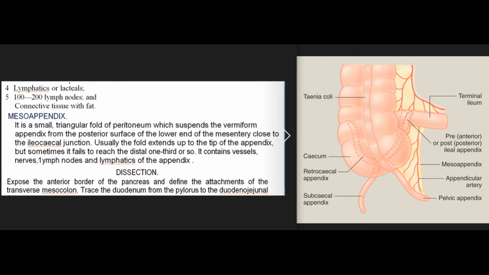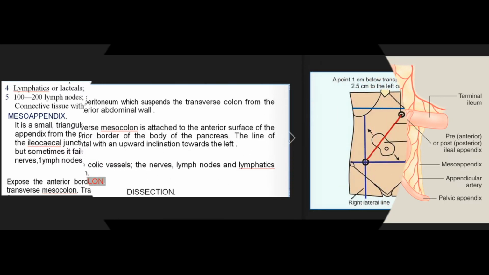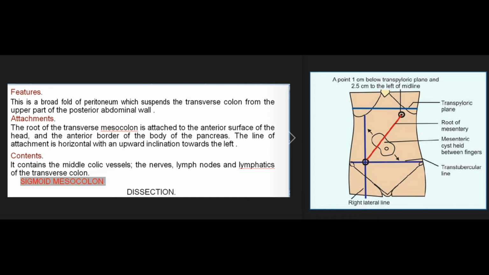Dissection. Expose the anterior border of the pancreas and define the attachments of the transverse mesocolon. Trace the duodenum from the pylorus to the duodenojejunal flexure. Features. This is a broad fold of peritoneum which suspends the transverse colon from the upper part of the posterior abdominal wall. Attachments. The root of the transverse mesocolon is attached to the anterior surface of the head, and the anterior border of the body of the pancreas. The line of attachment is horizontal with an upward inclination towards the left. Contents. It contains the middle colic vessels, the nerves, lymph nodes, and lymphatics of the transverse colon.